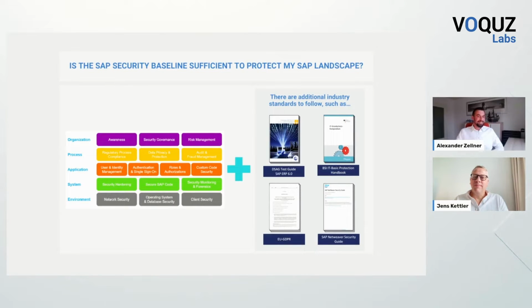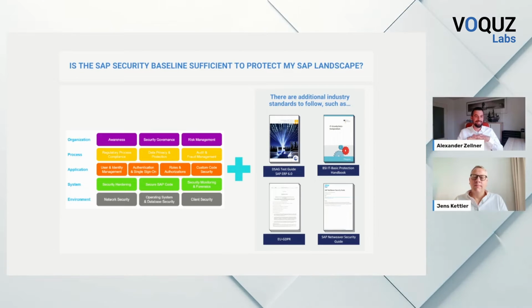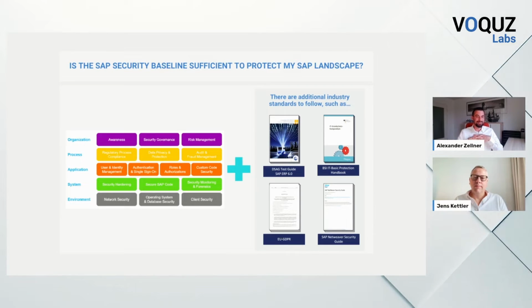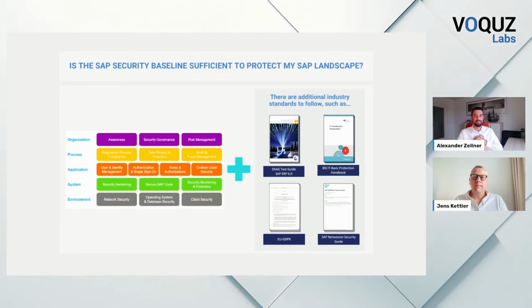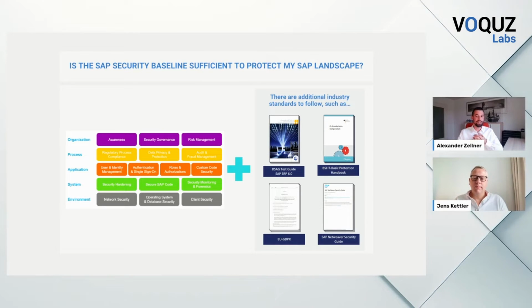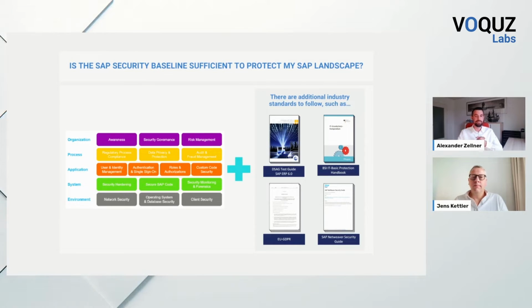So raising the question: is the SAP Security Baseline really sufficient to protect my whole SAP landscape? And for me personally, I'm giving the answer no, because as said, it's the minimum baseline. If we look at the attack scenarios we have nowadays, and the sheer quantity, which is really threatening, it's not sufficient. And that's why there are also some other industry standards in the market that should be taken into consideration.